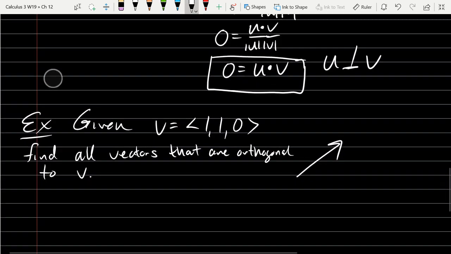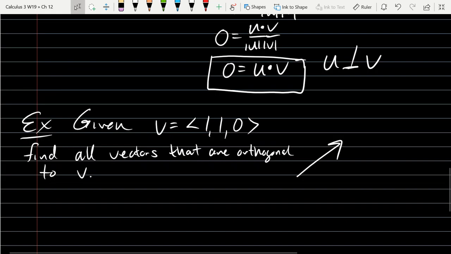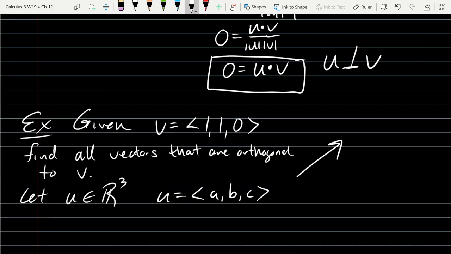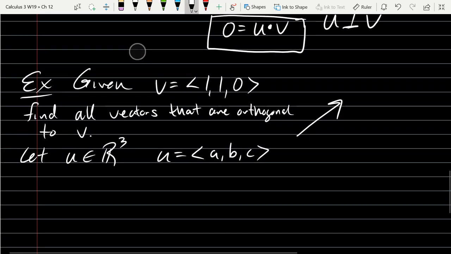I saw that orthogonal formula on the board, but what I need to think about is that we're in three dimensions. So in three dimensions, any vector is going to have three coordinates. So I'm going to start out with: let u be a vector in R3. U is an element of R3. What that means is u has three coordinates. I could go x, y, z. I'll just go a, b, c. You can use any three letters you want. Don't use u and v. And try to avoid d, because we're in calculus class, so d usually means derivative.